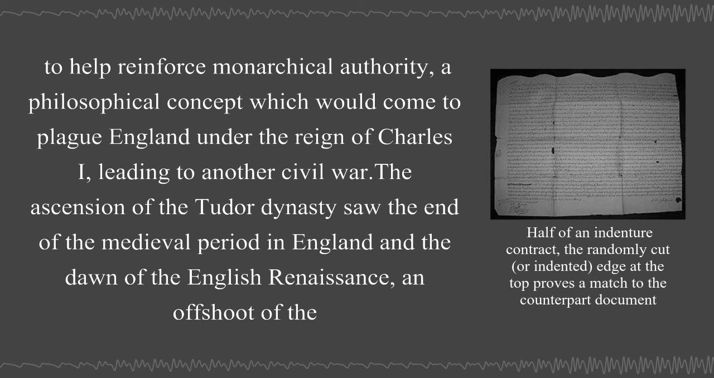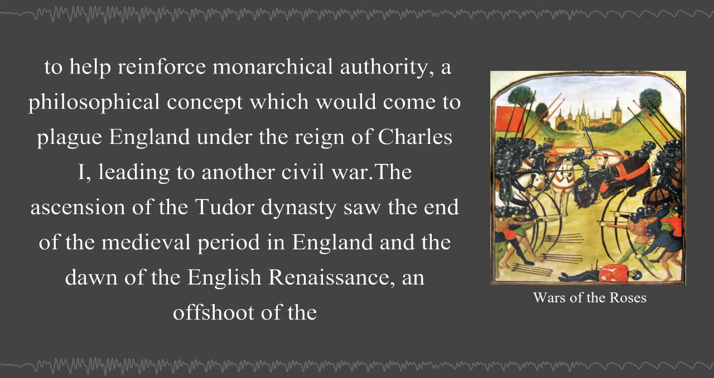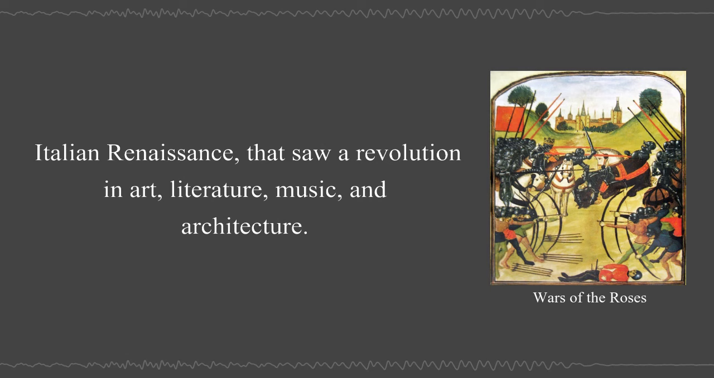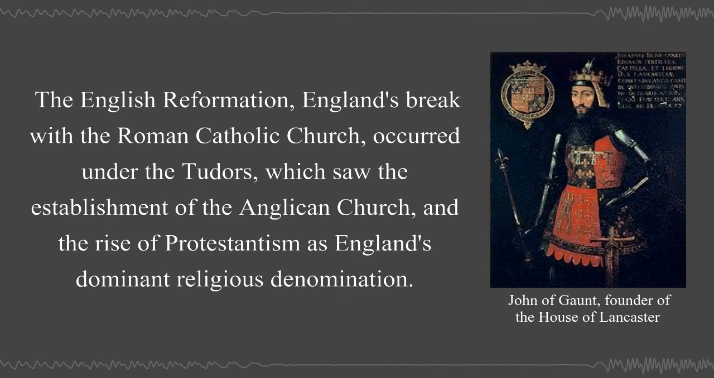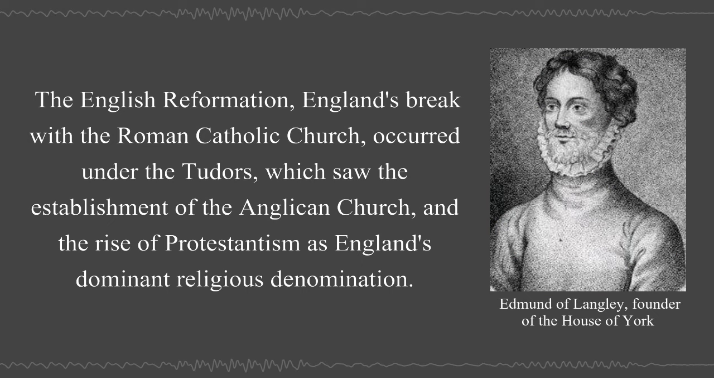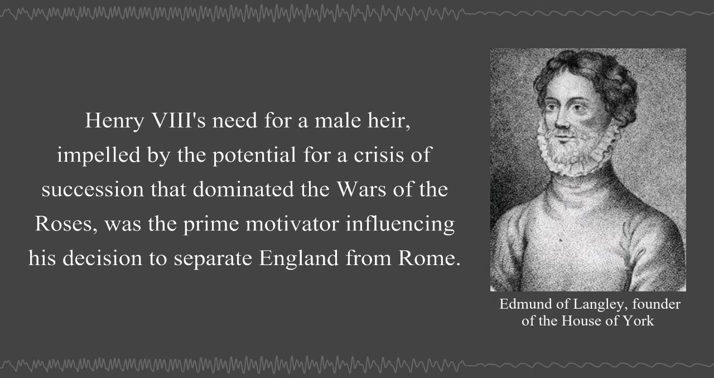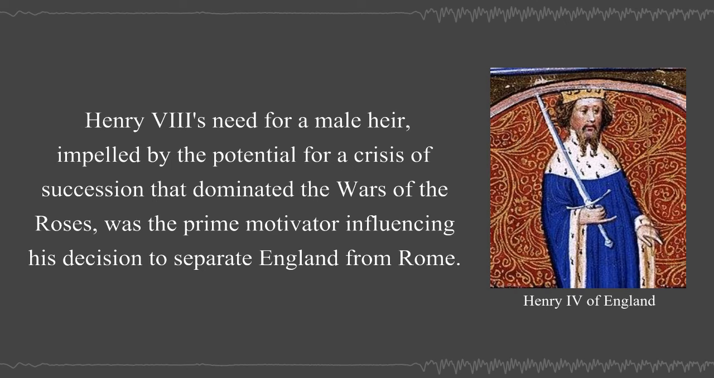The ascension of the Tudor dynasty saw the end of the medieval period in England and the dawn of the English Renaissance, an offshoot of the Italian Renaissance that saw a revolution in art, literature, music, and architecture. The English Reformation, England's break with the Roman Catholic Church, occurred under the Tudors, which saw the establishment of the Anglican Church and the rise of Protestantism as England's dominant religious denomination. Henry VIII's need for a male heir, impelled by the potential for a crisis of succession that dominated the Wars of the Roses, was the prime motivator influencing his decision to separate England from Rome.